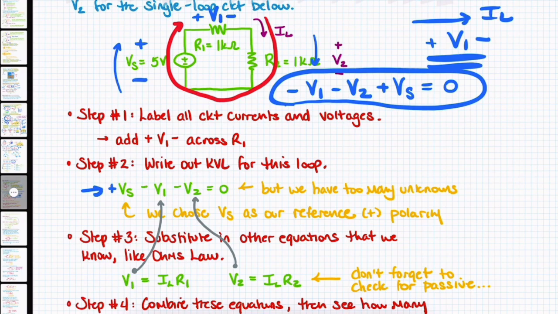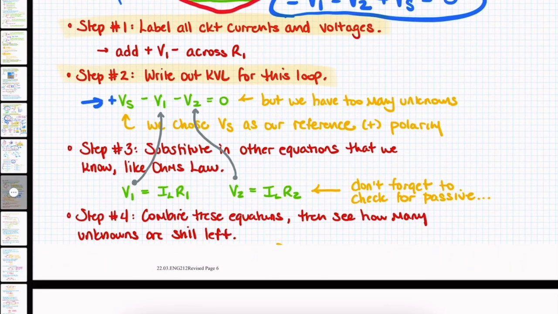All right. Now, step 3. So we went through step 1, we labeled everything. Step 2, we wrote out KVL for this loop. Now, we want to solve. Unfortunately, this equation, as it's written here, has more unknowns than we have expressions, right? Vs is known, but V1 is unknown and V2 is unknown. So what we want to do is put this in terms of a single unknown that we can solve for. Or at the worst case scenario, we want to have an equal number of expressions and unknowns.